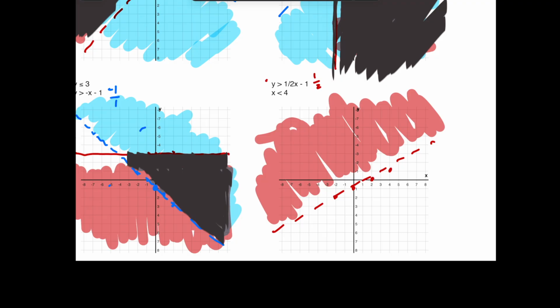Okay, so now let's do the blue one. Now I've shown you some examples before of doing an XY chart, but now you know that the x will always be -4. That's going to be a vertical line on -4, and it's going to be a dashed line because there's no equal sign. So on -4, I'm going to do a dashed line.